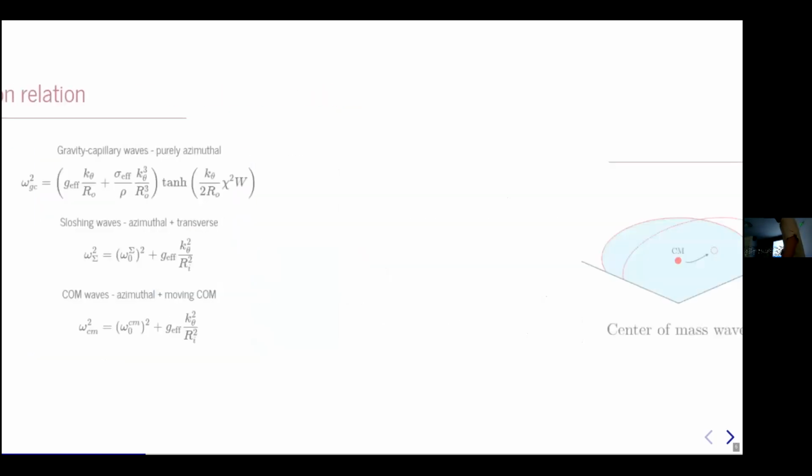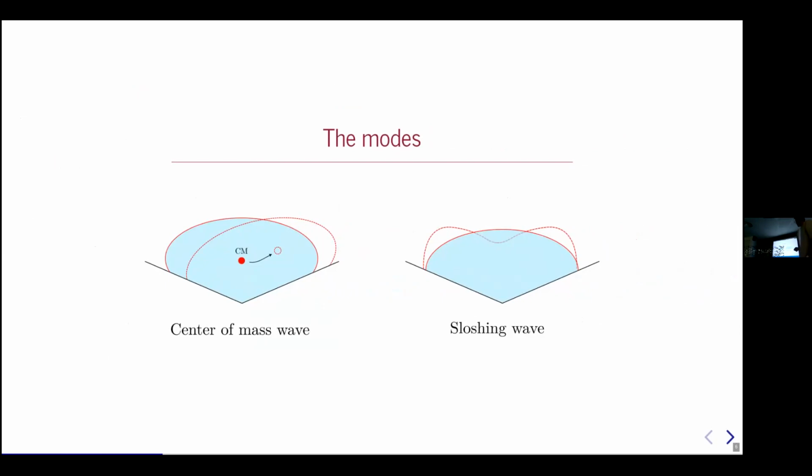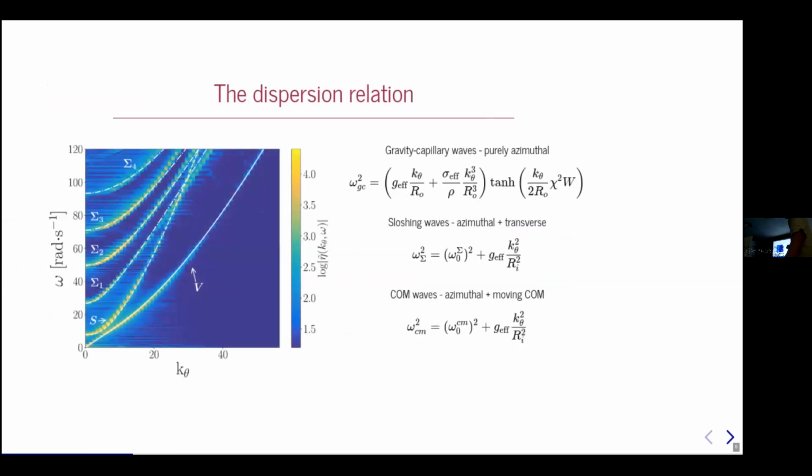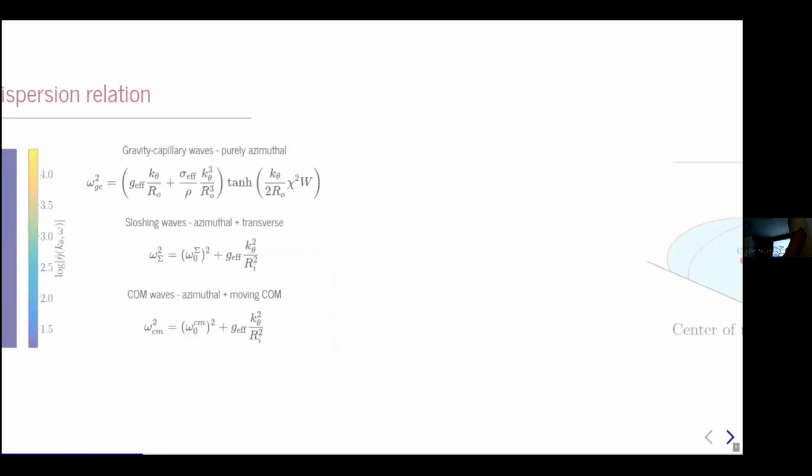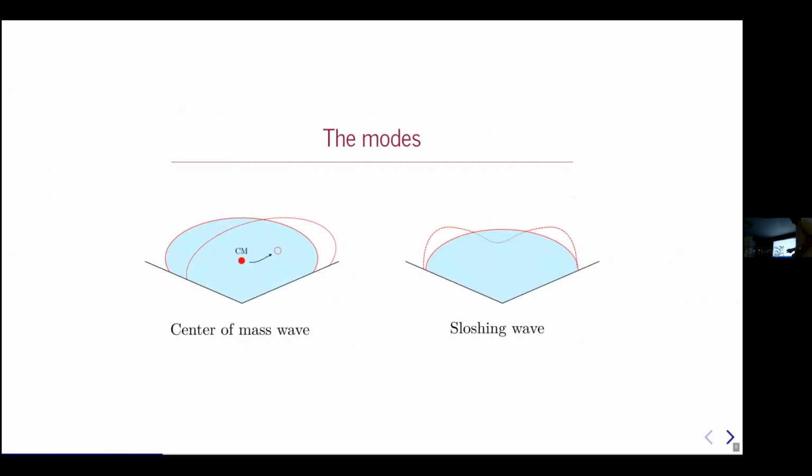To better visualize this, we can look at the cross sections. The center of mass wave includes the movement of the center of mass, and so it's propagating like this in the azimuthal direction, but the center of mass is moving like this, up and down along the slope. And this cutoff frequency that you saw here corresponds exactly to the frequency we would get from the classical result of a ball oscillating between two slopes.